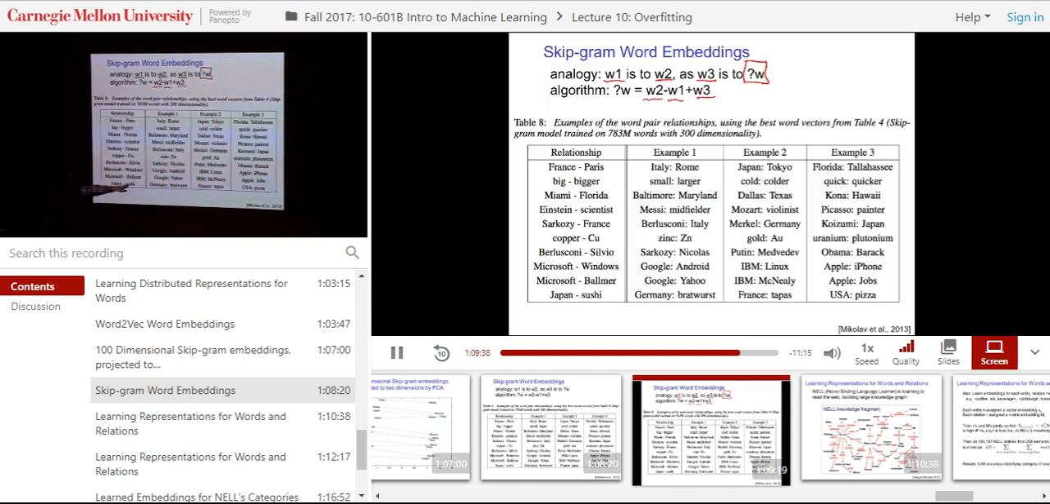Or Japan is to sushi. This one isn't quite as good as Germany is to bratwurst. I think that's right. France is not really tapas. Spain would be tapas. And US to pizza, I guess that's probably pretty good. But you see what's happening here is they're doing vector arithmetic on these word embedding vectors to solve analogy problems.